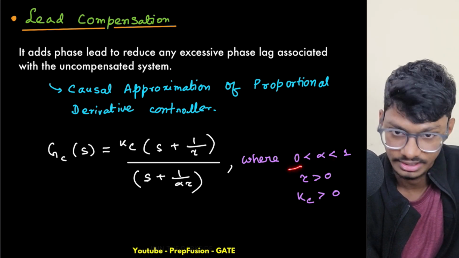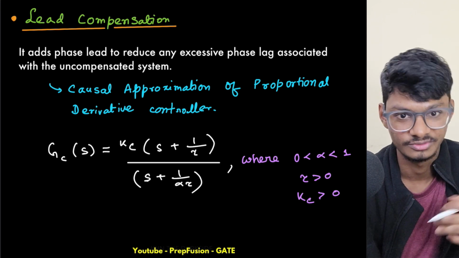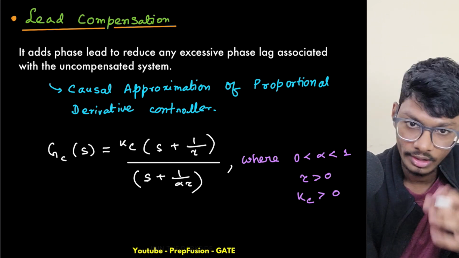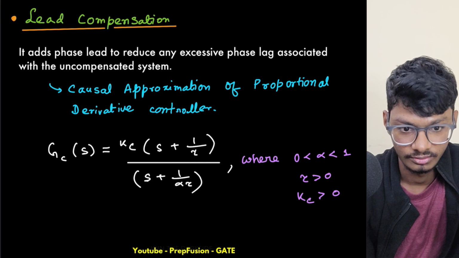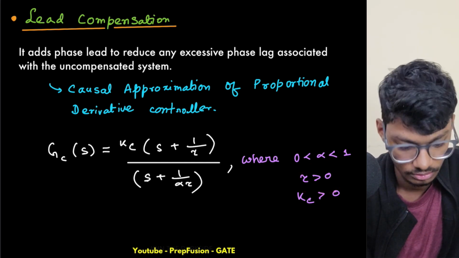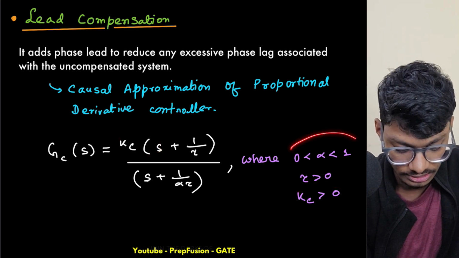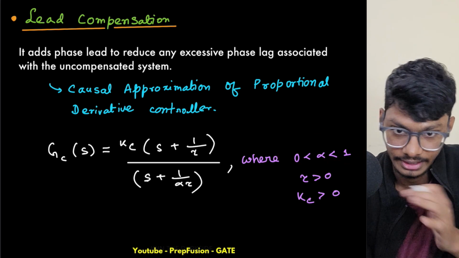It can't be less than 0, because the pole can't lie on the right hand side. It will make the system unstable, which we obviously don't want. The open loop transfer function will be unstable, and we don't use those non-minimum phase systems. And tau has to be greater than 0, with the pole lying on the left hand side, and Kc has to be greater than 0. So these are the ranges. That is why alpha is less than 1, for the reason I explained earlier.